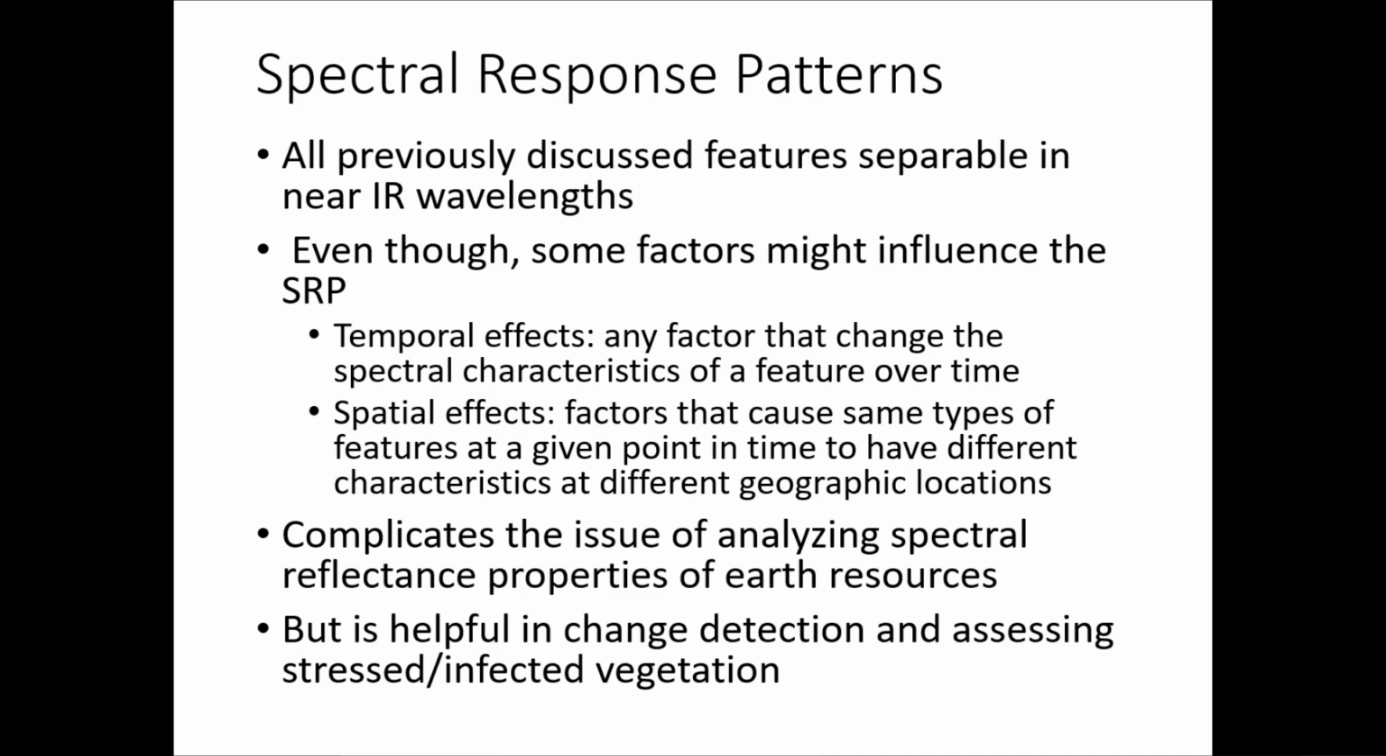Factors that cause the same type of features at a given point in time to have different characteristics at different geographic locations. Same type of plant inside our campus and somewhere outside, at the same period of time, might have some differences, maybe a difference in moisture content or different stress in the plants. These factors can cause a difference in the spectral reflectance pattern of the same feature at the same time, but at two different locations. So these temporal effects and spatial effects complicate the analysis of spectral reflectance properties of Earth's resources.